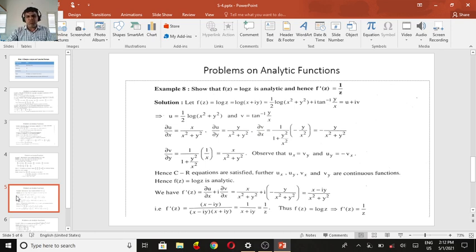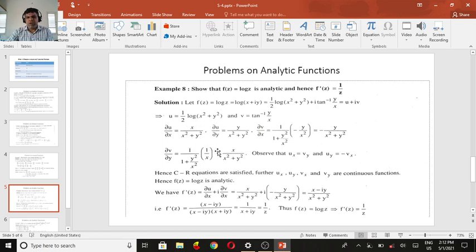Where u of x, y is 1 by 2 log of x square plus y square, then v of x, y is tan inverse of y by x. Here, again, we are differentiating partially with respect to x. We get del u by del x equal to, differentiate this, so 1 by 2 as constant, derivative of log form 1 by x square plus y square. Again, derivative of x square is 2x. Here, 2 gets cancelled. We get x divided by x square plus y square.